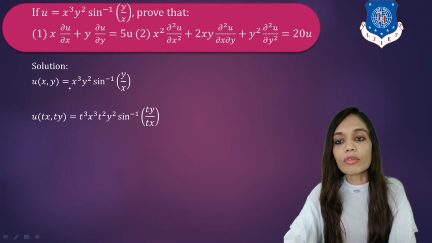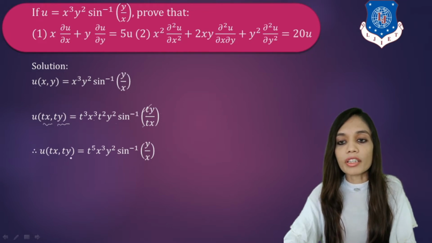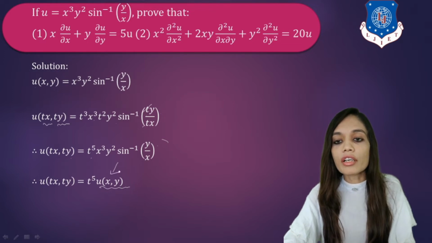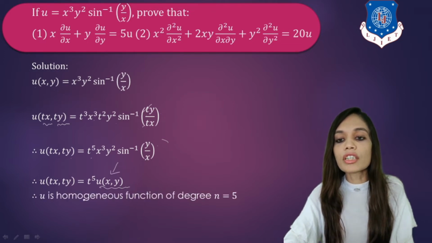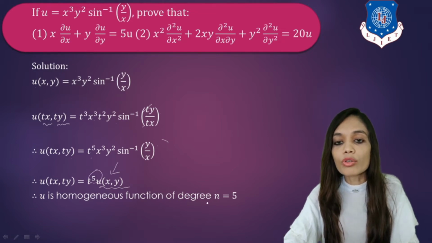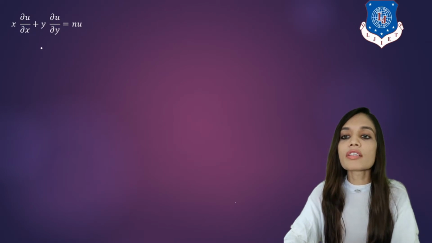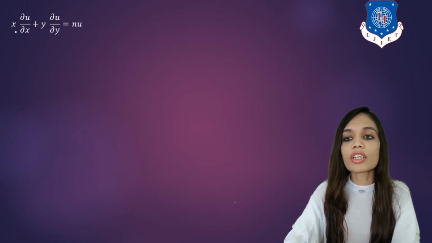So let us begin the solution. u of x comma y equals x cube y square into sin inverse y by x. Firstly we will replace x by tx and y by ty. So on replacing you will get t cube x cube into t square y square sin inverse ty upon tx. This t will get cancelled out. So finally you will get u of tx comma ty is equal to t raised to 5 x cube y square sin inverse y by x. Now you can see this is our given function. So we can say that u is a homogeneous function of degree n equal to 5.